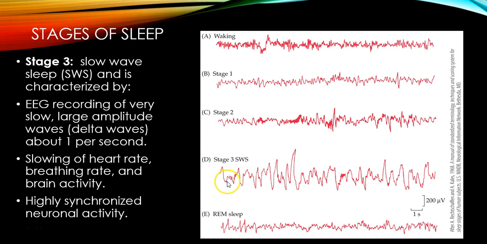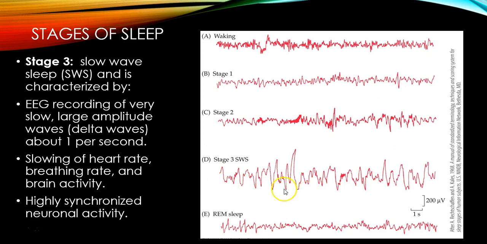When we get to stage 3, now we're in what we call slow wave or deep sleep. And you can see the EEG actually looks very different here. You have these very slow, tall waves, we call them delta waves, at about 1 per second, and the brain is very deeply asleep when you see these waves. And at this point, you're in, again, what we call slow wave or deep sleep.